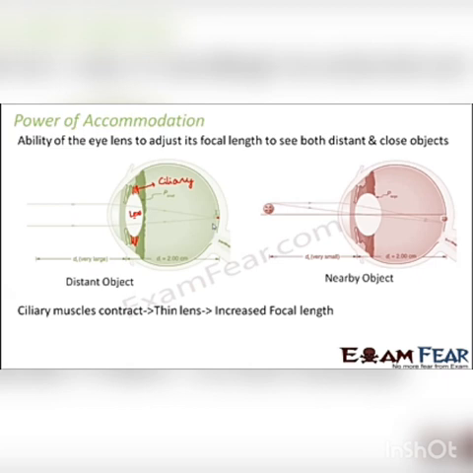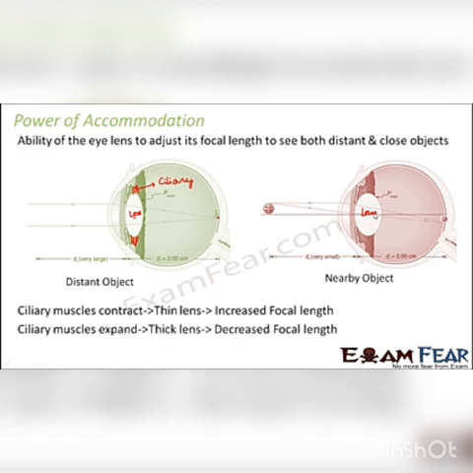Now what happens when we see a nearby object? In case of a nearby object, as you can see, the lens is quite bulged. It has spread out. How did it spread out? Because the ciliary muscles have expanded. The ciliary muscles expand like this, and when they expand, the lens also expands. When the lens expands, the distance of the focus from the lens reduces, so the focal length is decreased.